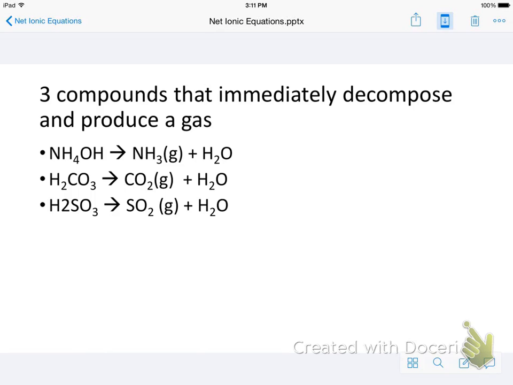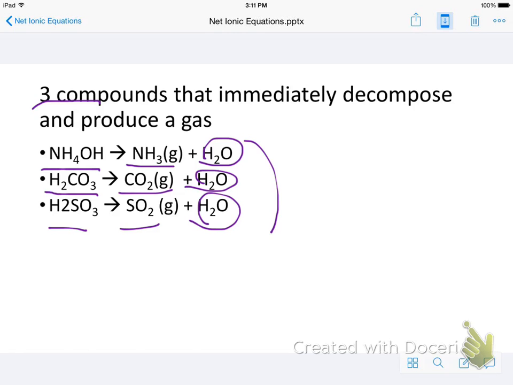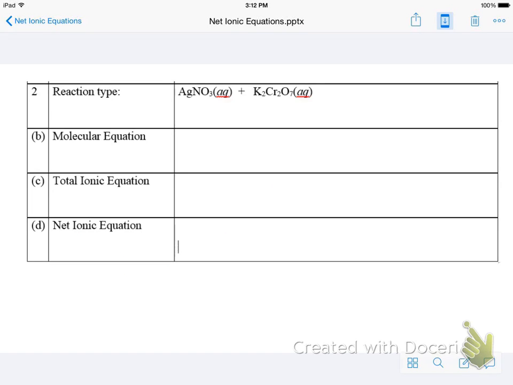The other thing you have to memorize is that there are 3 compounds which immediately decompose and produce a gas and water. Ammonium hydroxide, if you pull water off, what you have left is ammonia. Carbonic acid, if you pull off water, what you have left is CO2. And sulfurous acid, if you pull off the water, what you have left is SO2. So you have to memorize these, and if you run across them, you have to write them as the gas and not as the acid. Alright, so let's take a look at our examples.